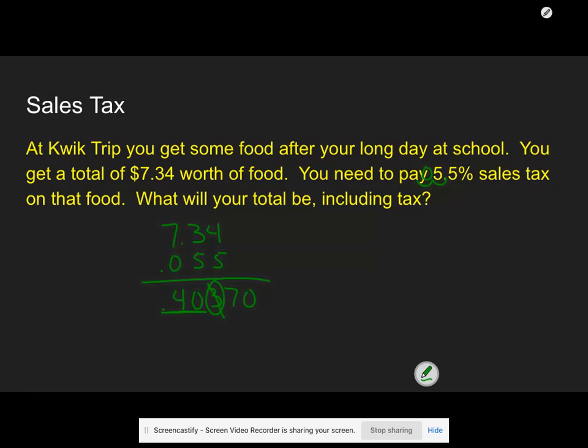So what will your total be, including tax? So $7.34. I'm going to add 40 cents to it for $7.74 at Quick Trip. All right. So the last two problems are going to be the most important for your assignment today. So make sure you took careful notes and you use this video if you need to refer back to it.